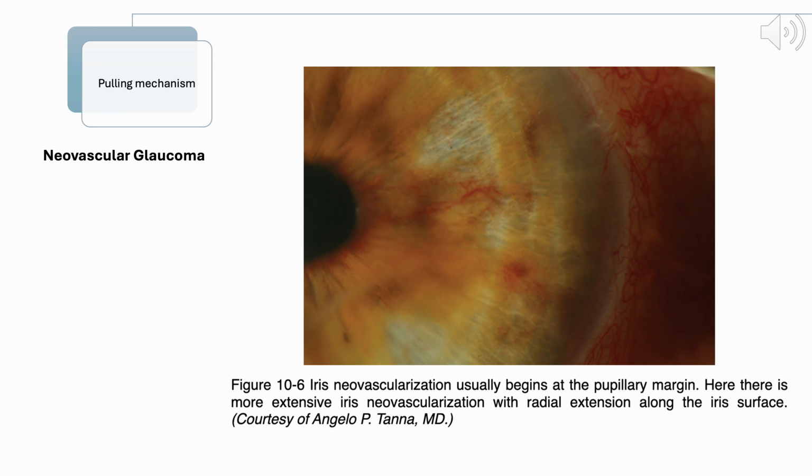This image highlights the classic appearance of iris neovascularization. As we've discussed, the process typically begins at the pupillary margin as fine, delicate tufts of vessels. Here, you can see a more advanced stage with radial extension of those abnormal vessels spreading across the iris surface. This vascular network eventually invades the angle, where contraction of the fibrovascular membrane leads to secondary angle closure.